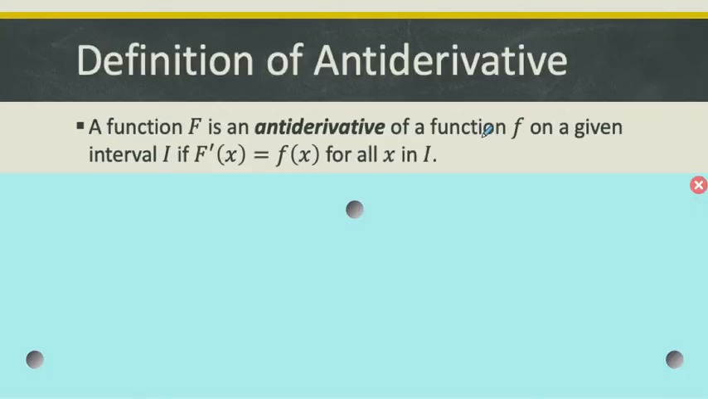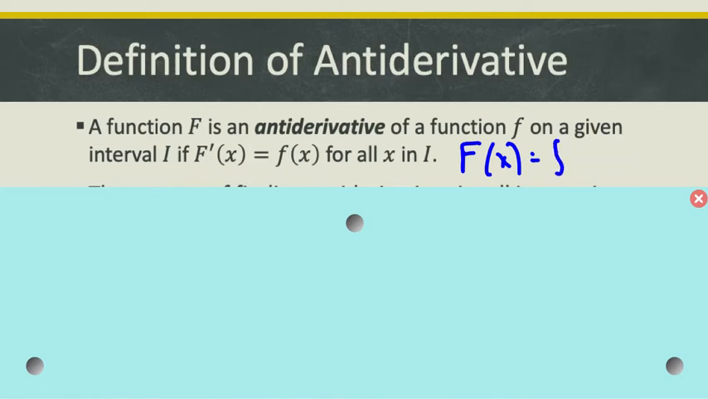So, definition of an antiderivative. Capital F is the notation for an antiderivative. Lowercase f of x is how we represent functions. Capital F is how we represent antiderivatives, of a function f on a given interval I. You could also put a closed interval from a to b in there, so that the derivative of that capital F of x is equal to f of x. Another way of writing this is capital F of x is equal to the integral of f of x dx.